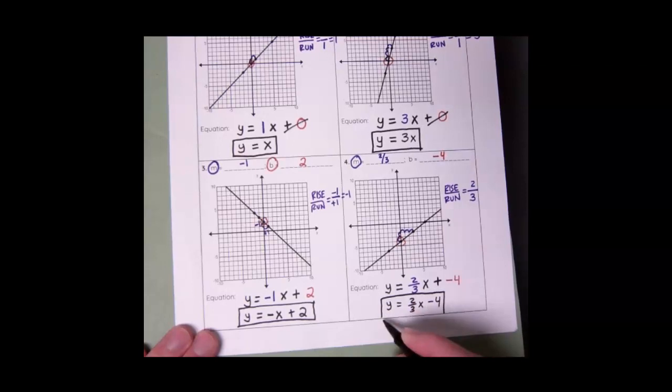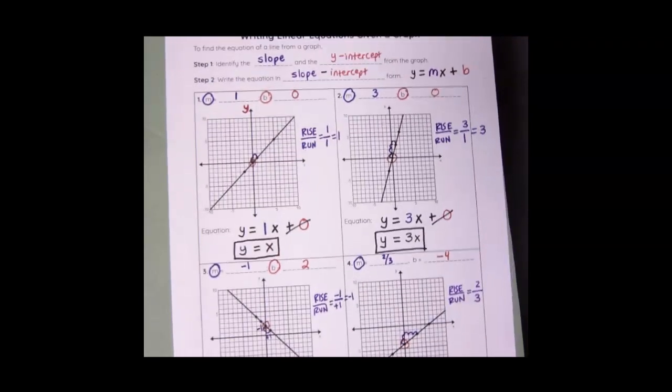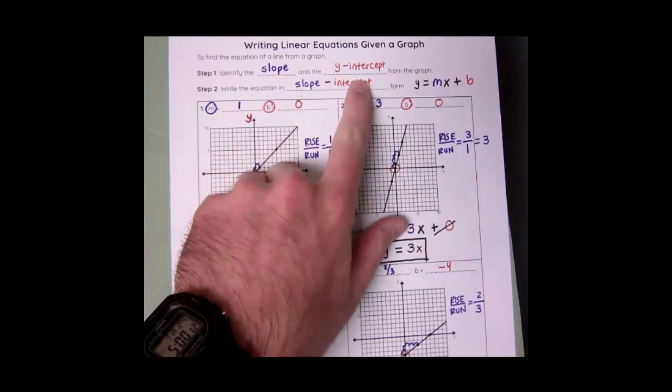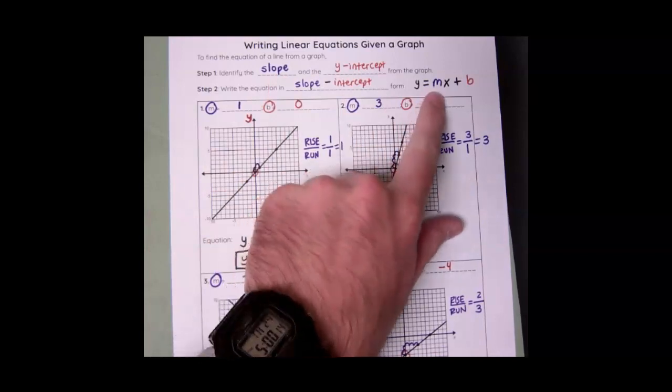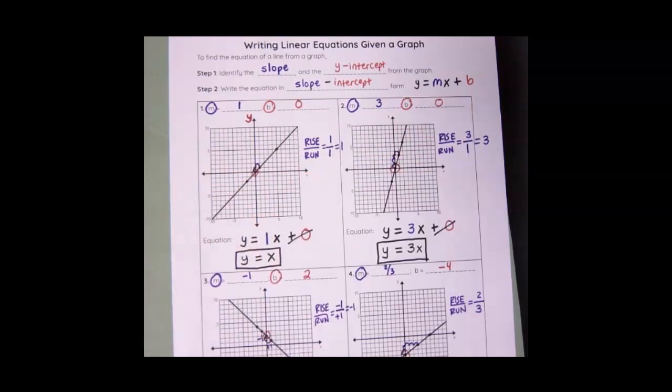Okay, so that is how you find slope and y-intercept to give you the slope-intercept form. This is how you find a linear equation if you're given a graph. So as a reminder, first step, you find the slope and the y-intercept. And then you plug it into this equation, y equals mx plus b, and then you should be good to go. You got to find the slope and the y-intercept and plug them in.